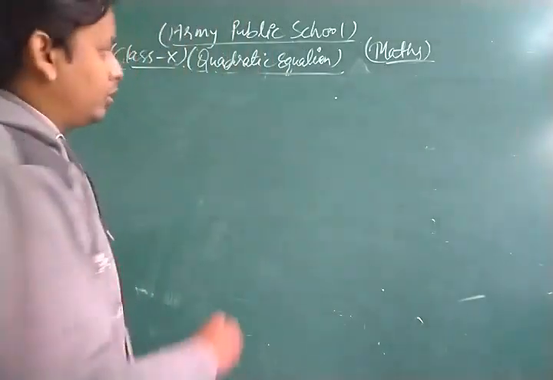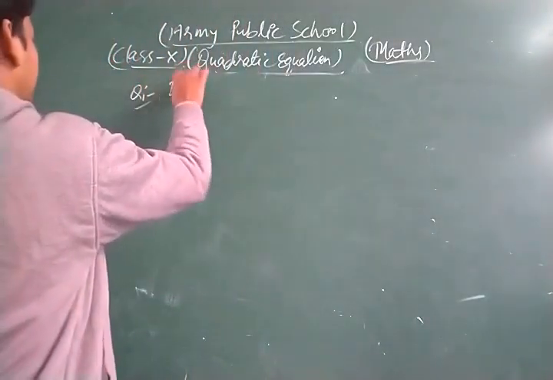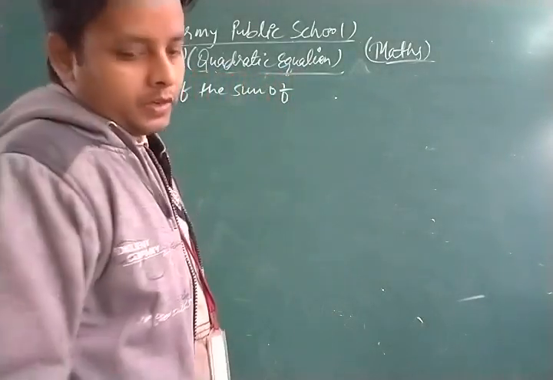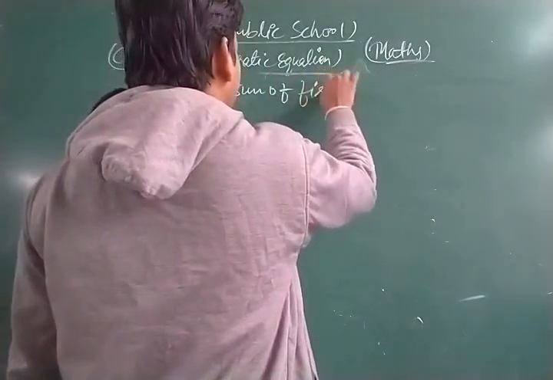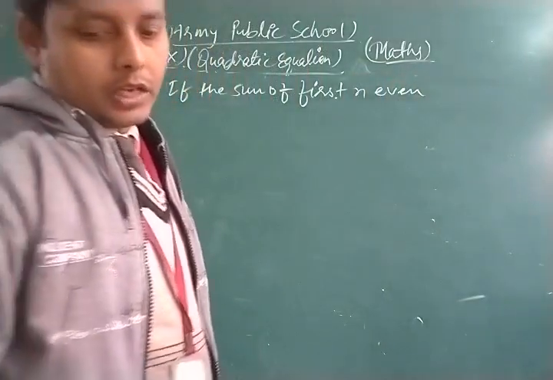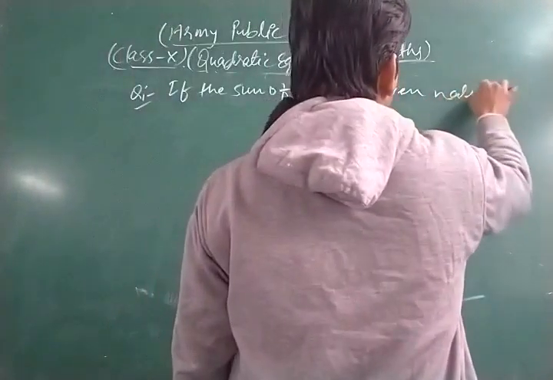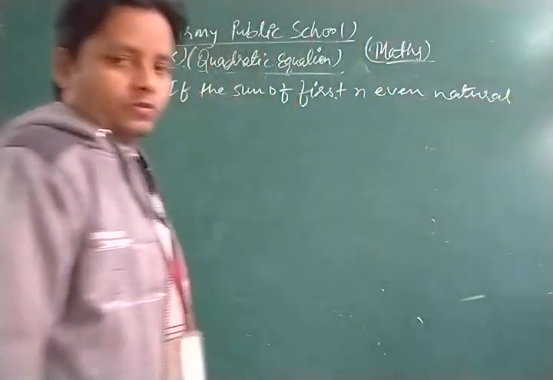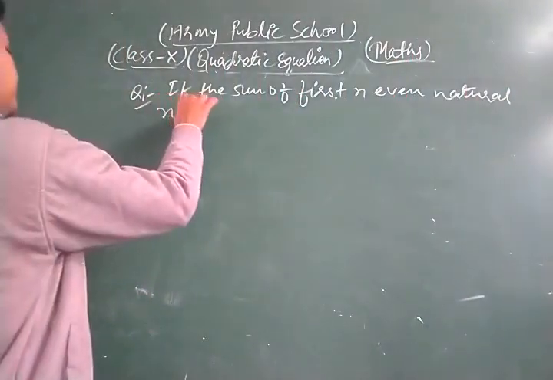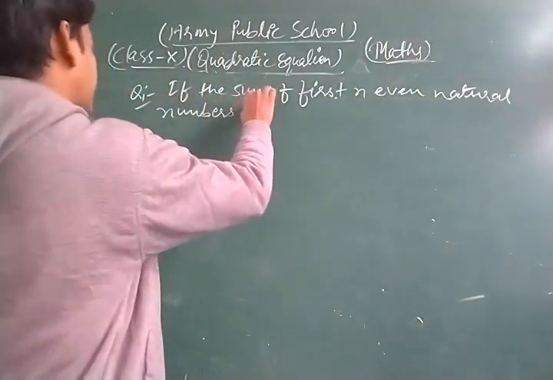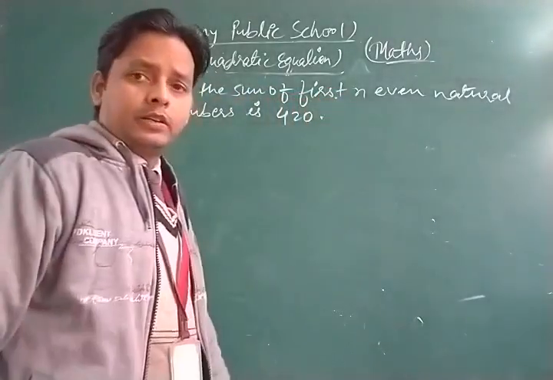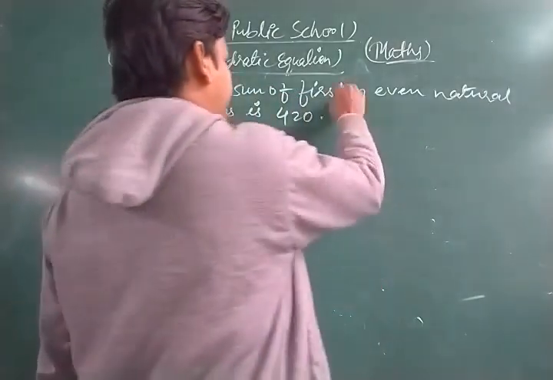If the sum of the first n even natural numbers is 420, find the value of n.